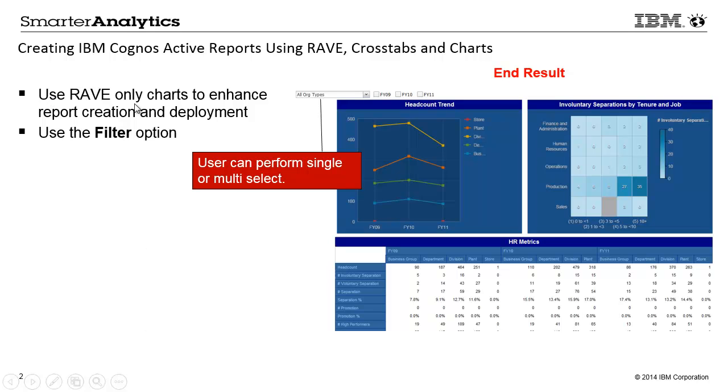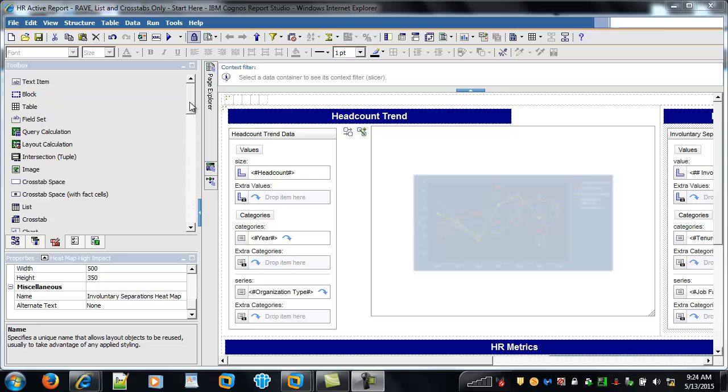When building an active report, you should really use the RAVE-only charts to enhance the report creation with Crosstabs or lists because of the filter option. And in doing so, you'll be able to do single and multi-select prompts easily.